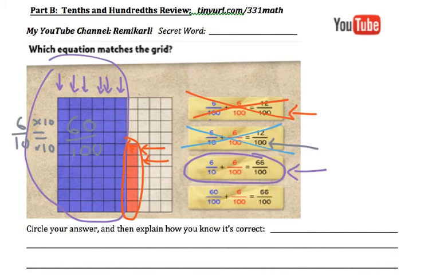The last one's also correct. And you can see it's almost like they did a step for us in the last one. They took the 6 tenths from here and they just rewrote it as the equivalent expression or fraction 60 hundredths over here. So the third and the fourth one were correct, and I'm curious to see how you would explain it.